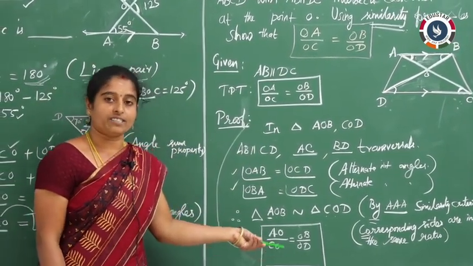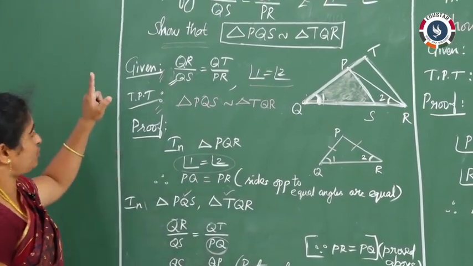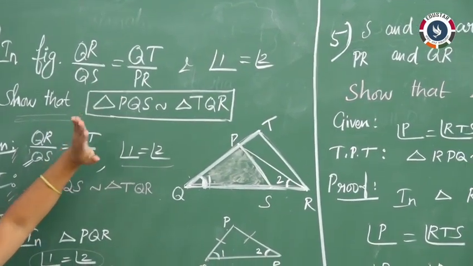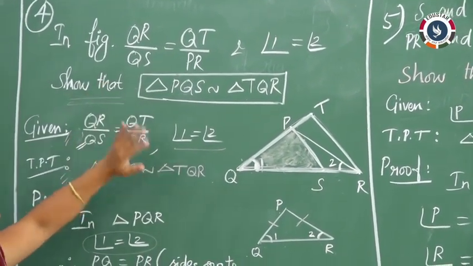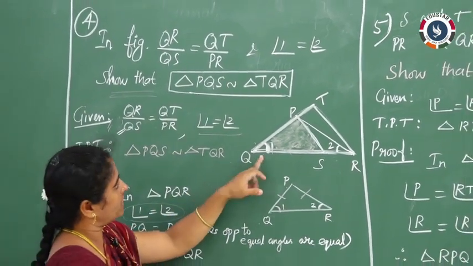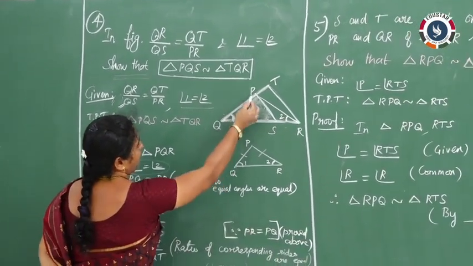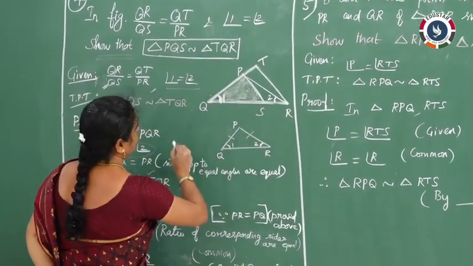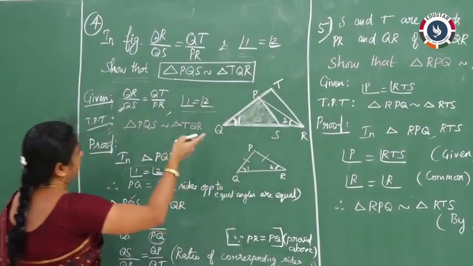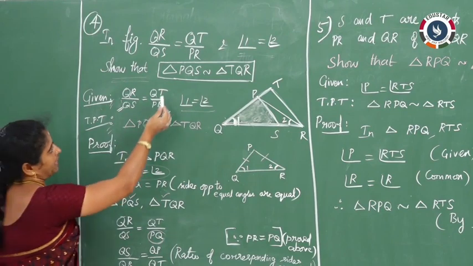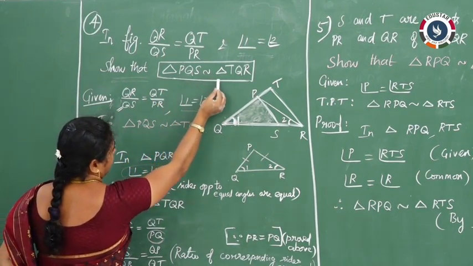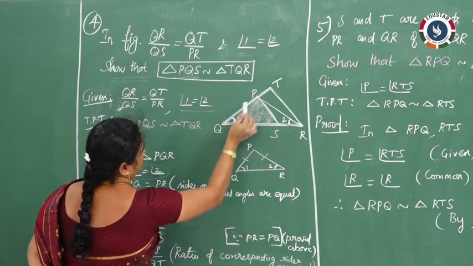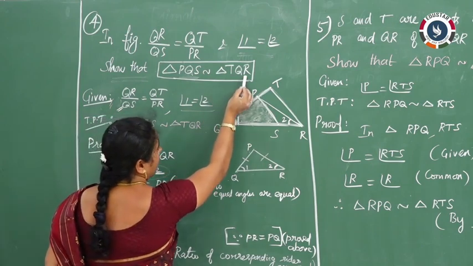Can you all understand up to this? Now let's see question number 4 from the NCERT textbook. In the figure, QR by QS is equal to QT by PR. They have given the condition, look at the picture: one of the ratios is equal, and angle 1 is equal to angle 2. Angle 1 means PQS or PQR, which is equal to PRQ. With those two conditions we are going to prove that triangle PQS, the smaller one which I shaded here, is similar to the triangle TQR.